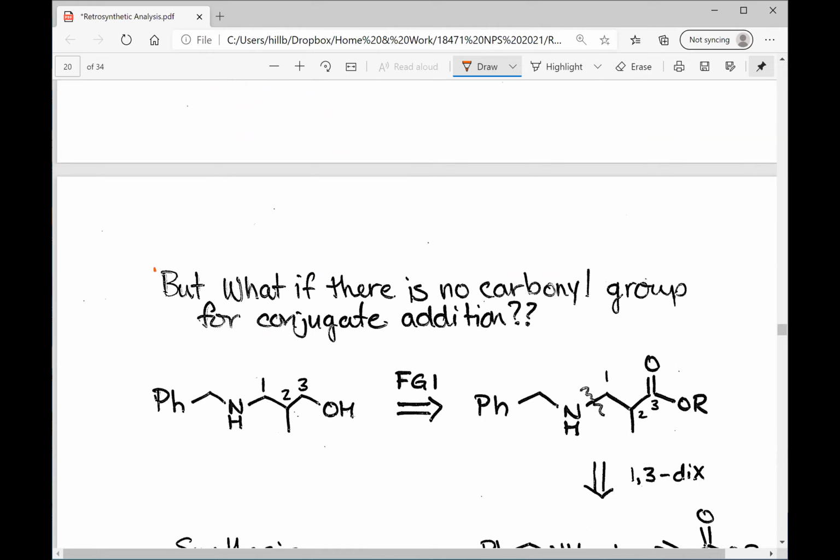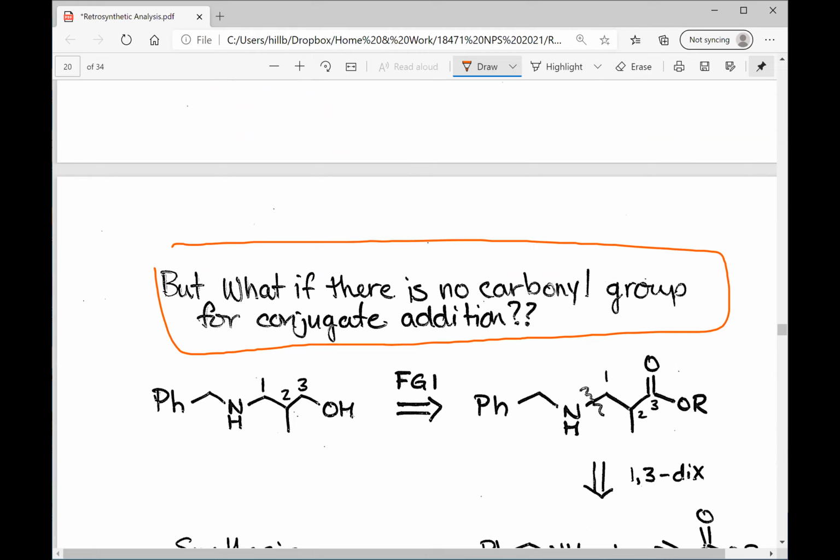Now, next question. What if there's no carbonyl adjacent to the thing? If you've got a molecule like this, you've got 2 heteroatoms and they are 1, 2, 3 carbons apart. All this can be is basically you're just a functional group manipulation away from this. So this alcohol, remember, can be oxidized to a carbonyl. And specifically, this would be an ester.